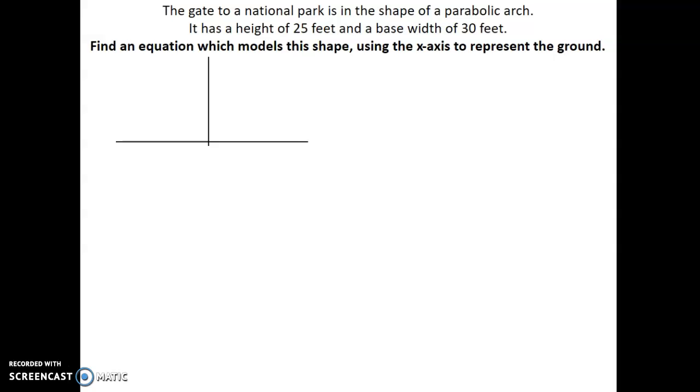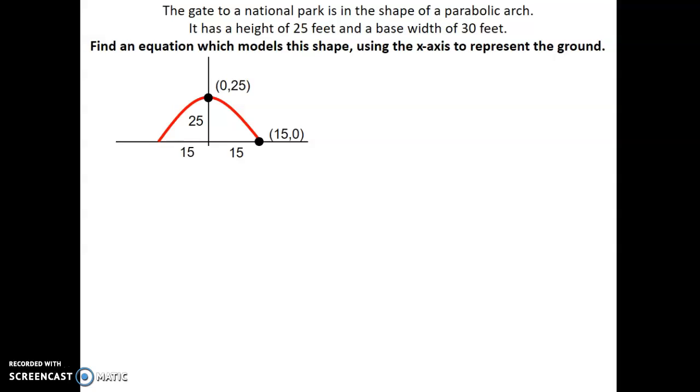So there's our xy axis, and here's our parabolic arch. Okay. Now, reading the question, the height says it's 25, so from the x-axis to the top is 25 feet. And the base width is 30, but it's divided into 2 pieces along the y-axis, and it's 15 a side. So now we can start putting our points in. So our first point is the vertex. It is 0, 25, because it's on the y-axis, and it goes up 25. And then the other point is the point on the x-axis, which is 15, 0.